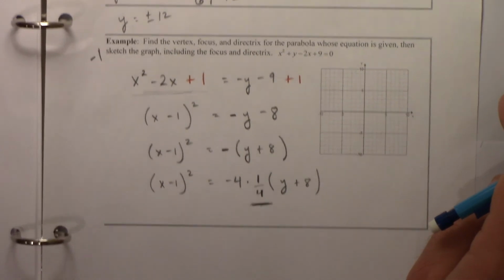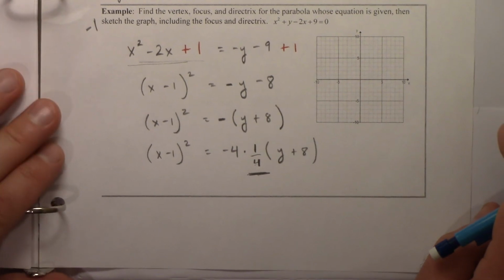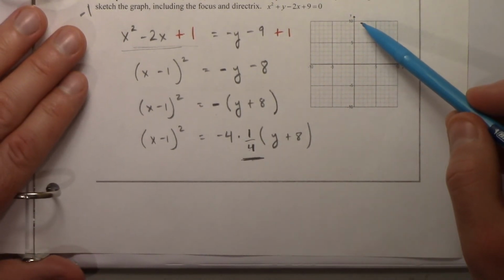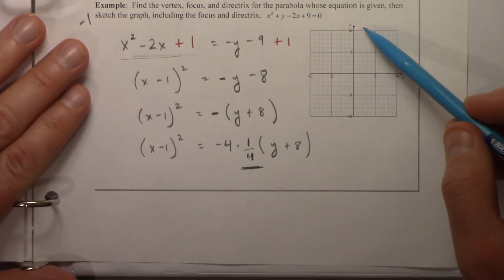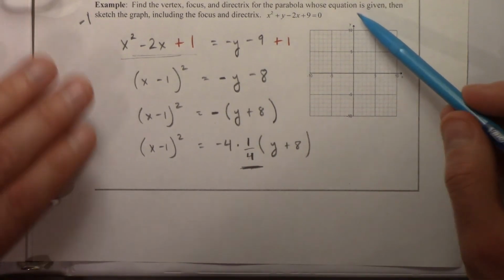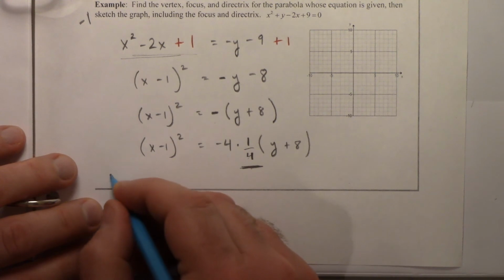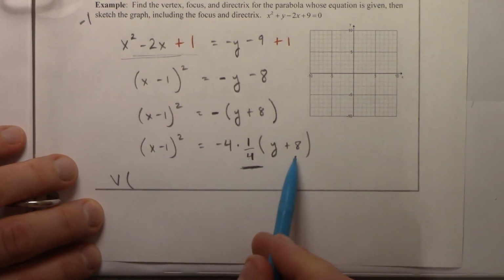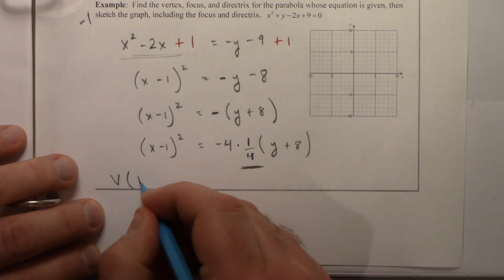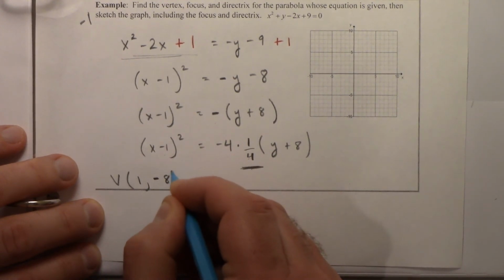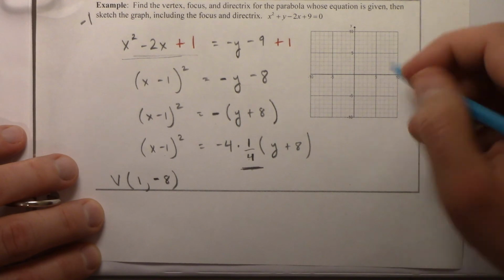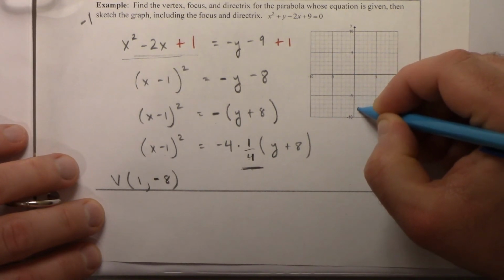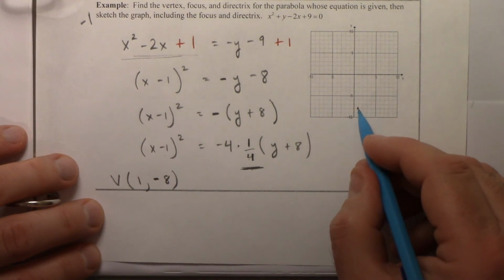I'm going to scroll up just a little bit, give myself a little bit more room here. But then once we get all of that information that we need, then we'll go ahead and put it on our graph. So start with the vertex. The vertex here, notice your coordinates are positive 1, negative 8. So positive 1, negative 8. You can go ahead and mark that on the graph. So that's 1 to the right, 8 down. So there's the coordinates of your vertex.